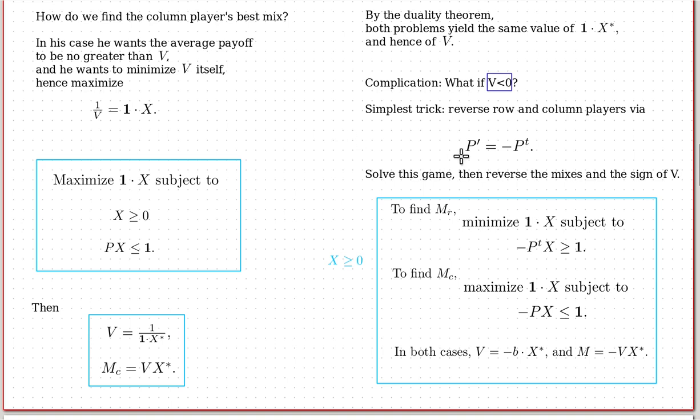I know that's needlessly confusing, but it's a question of reversing the row and column players, reversing signs. It gets really confusing. It's just not difficult. It's just a bookkeeping issue, really.